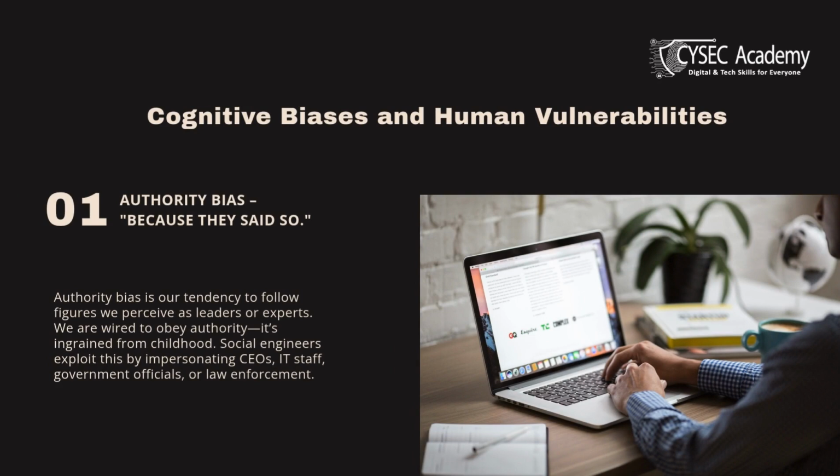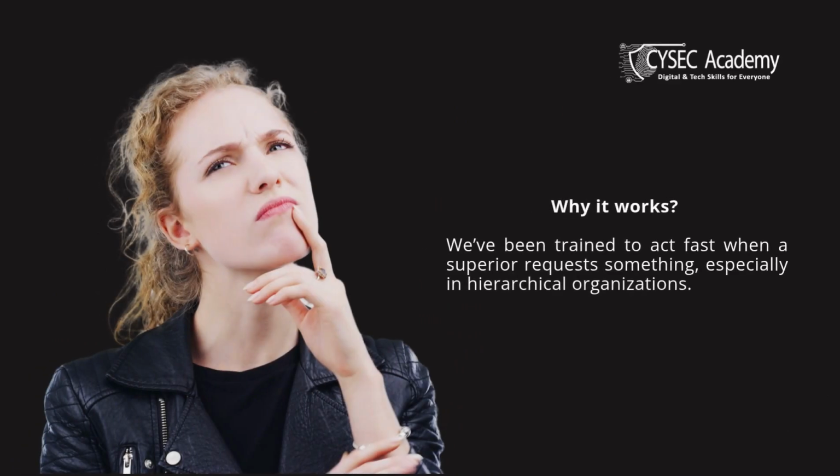Authority bias is our tendency to follow figures we perceive as leaders or experts. We are wired to obey authority. It's ingrained from childhood. Social engineers exploit this by impersonating CEOs, IT staff, government officials, or law enforcement. For example, you receive an email from CEO@yourcompany.com with a subject line, "Urgent, send employee tax records now." Most employees wouldn't question a direct order from leadership, especially if the email is time sensitive. Wondering why this works? We've been trained to act fast when a superior requests something, especially in hierarchical organizations.